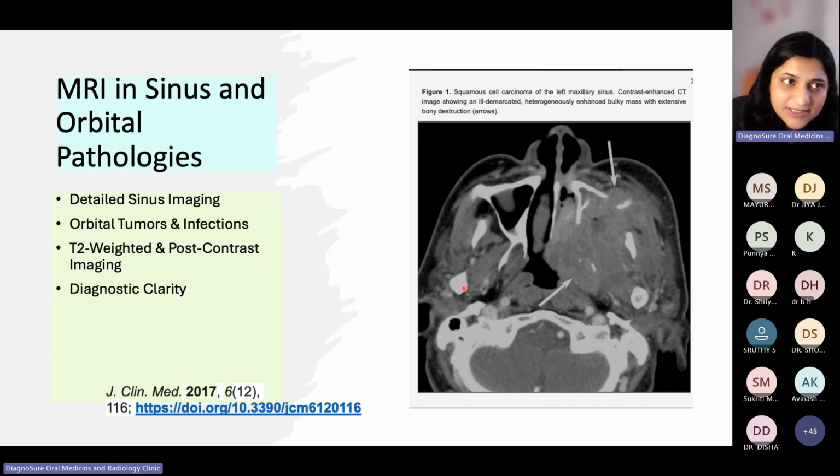Now, in cases of sinus pathologies, MRI provides detailed images. It is useful in identifying sinus infections, orbital tumors, and inflammatory conditions. Sequences like T2 weighted and post contrast images offer clear visualization of these areas, aiding the diagnosis and management of sinus and other disorders. So this is squamous cell carcinoma of the left maxillary sinus. You can see this is the clear sinus on the right, and this is the left sinus. We can see a large mass, and this is contrast enhanced CT. It's showing an ill demarcated, very invasive and heterogeneously enhanced bulky mass with extensive bony destruction. See here.